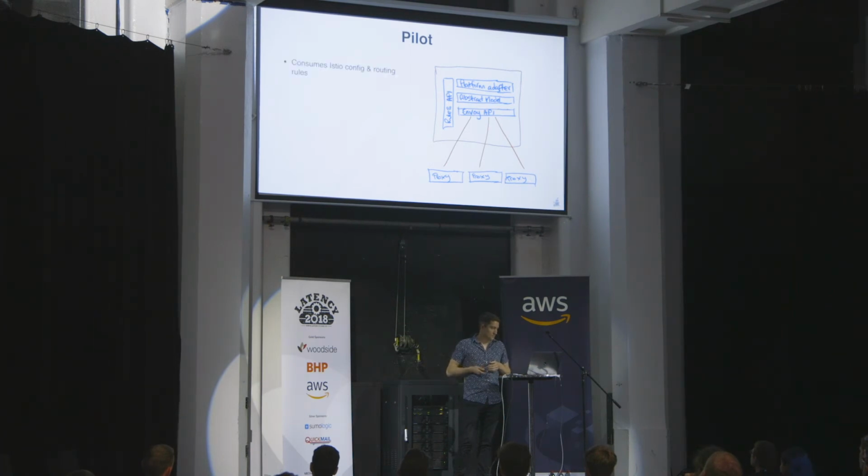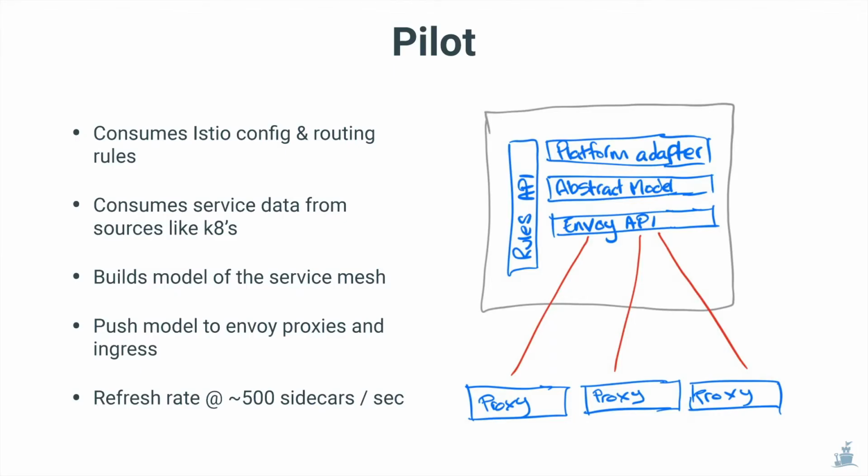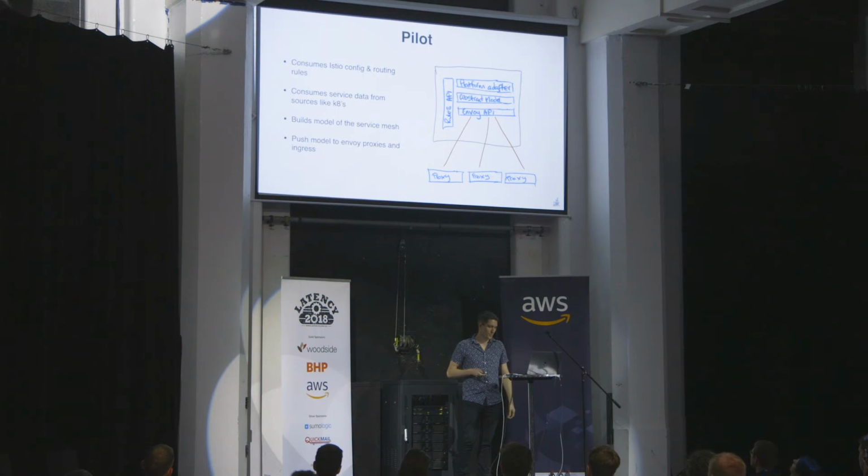All right, so Pilot consumes the information, builds the abstract model, and then pushes that out to the actual proxies themselves. It originally was a pull-based model where all of the proxies were pulling, but they've switched that around, so it's now a push-based model, which has obviously improved the performance quite dramatically. And just in terms of the actual rate, I think as of the latest version, it's sitting at around 500 proxies per second. So depending on the size of your mesh, it can take a couple of seconds for that configuration to roll out. But that's still pretty quick when you think about it.